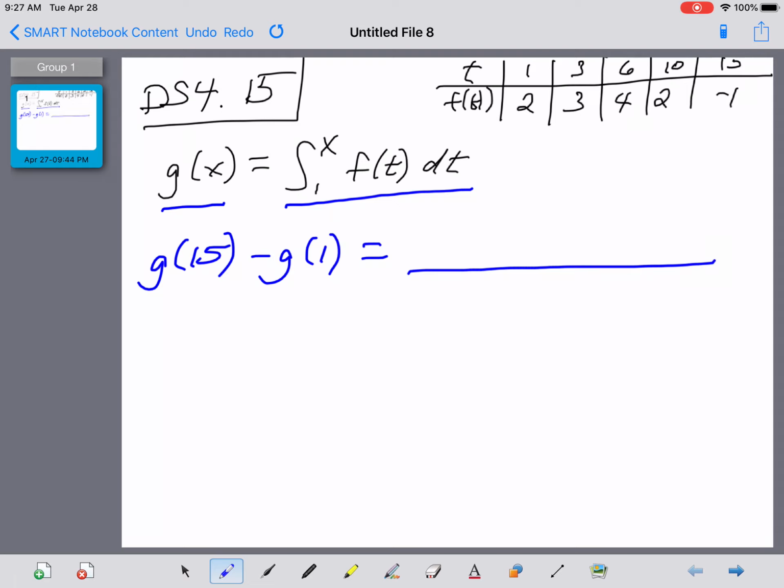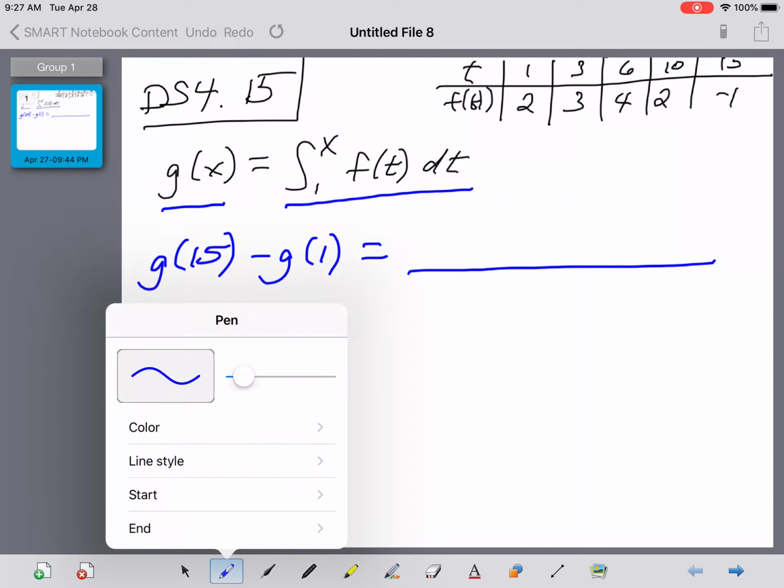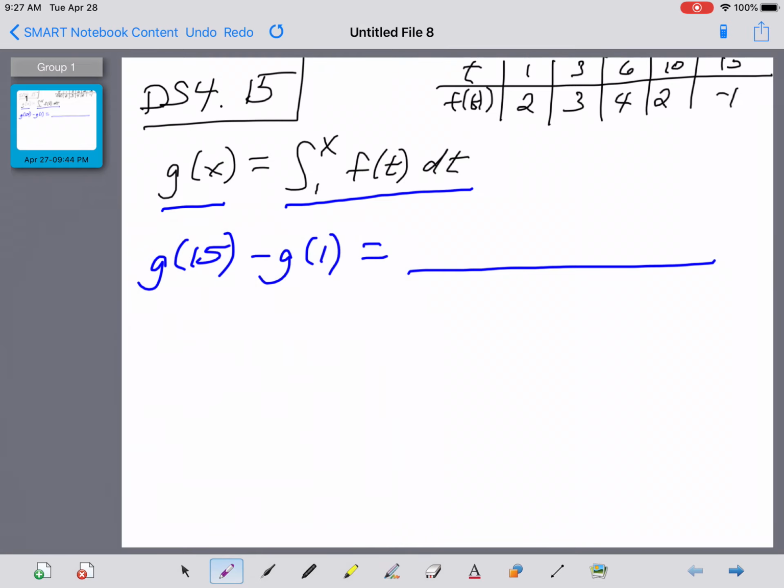It seemed to me that as soon as they gave you g being defined as the integral of f, and they were asking us for the difference between g of 15 and g of 1, this really seemed to me to be an FTC Part 1 question. But then as I was looking at it more, I thought, you know what, that might be making it more complicated than we need to. We actually have the information at our disposal to find the value of g of 15 and also the value of g of 1, and then simply subtract those two values and answer the question straightforward.